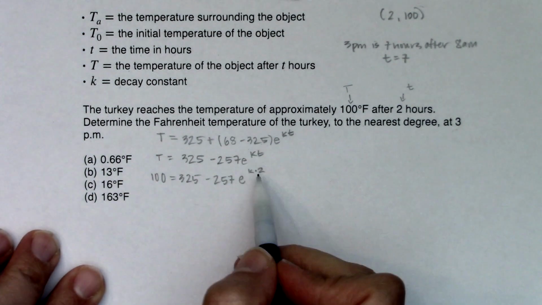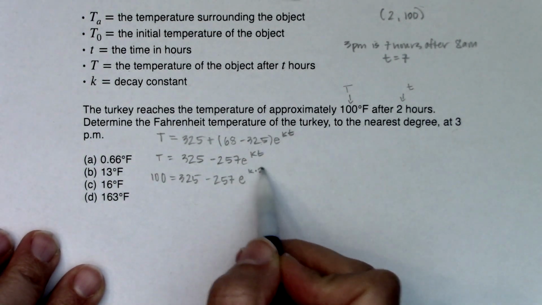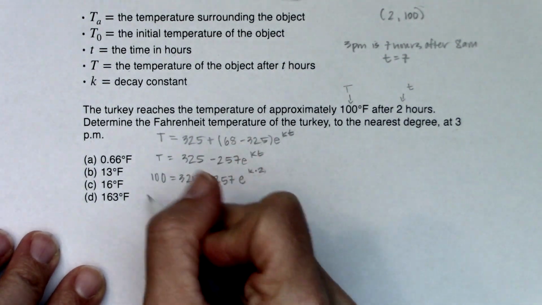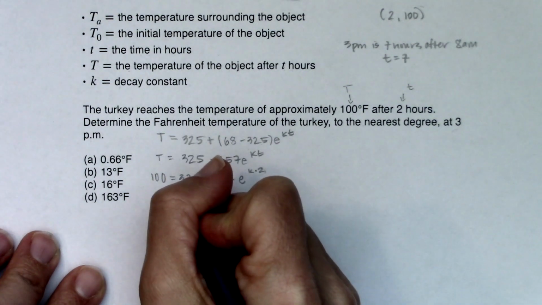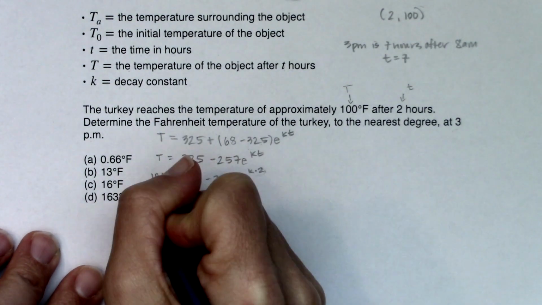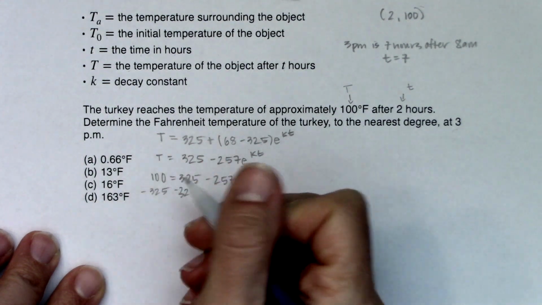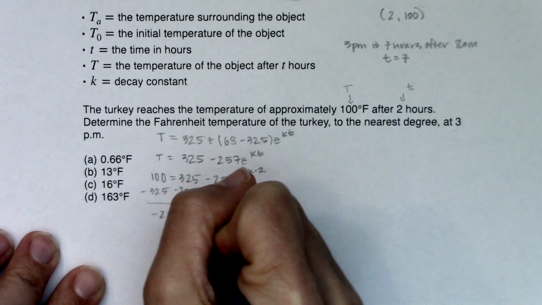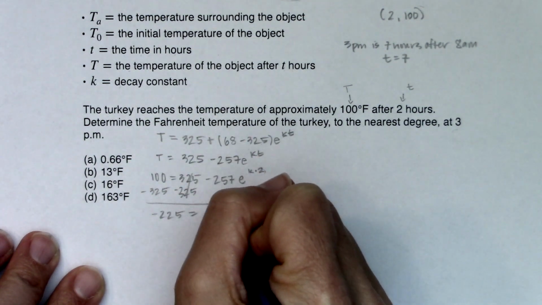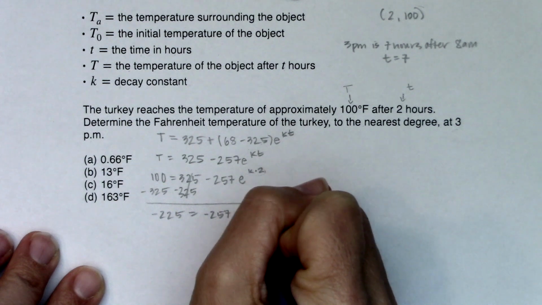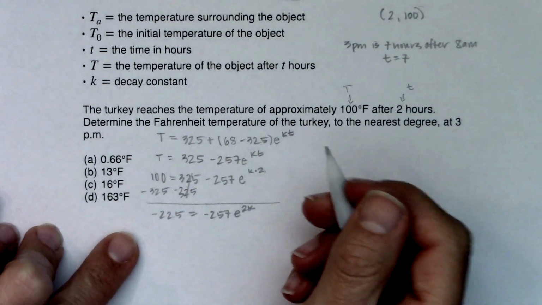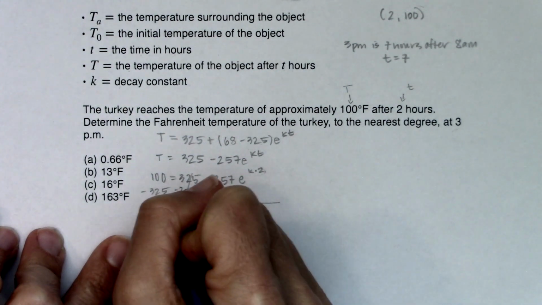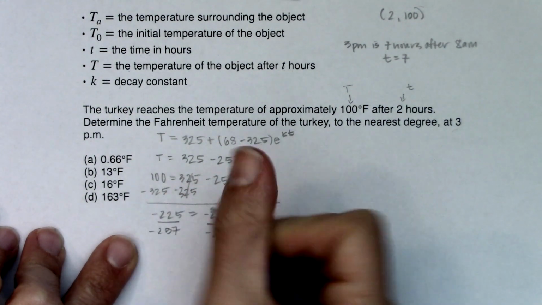Okay, if I want to get to k, and I'm eventually going to write this as just 2k, the first thing I'm going to do is subtract 325. So I'm going to subtract 325 from both sides because I have an exponential equation. My variable is up in the exponent. I'm eventually going to need a logarithm. So I'm going to have negative 225 equal to negative 257 e to the 2k. I'm going to divide both sides by negative 257. So let me divide this side by negative 257, this side by negative 257. And these are going to cancel.